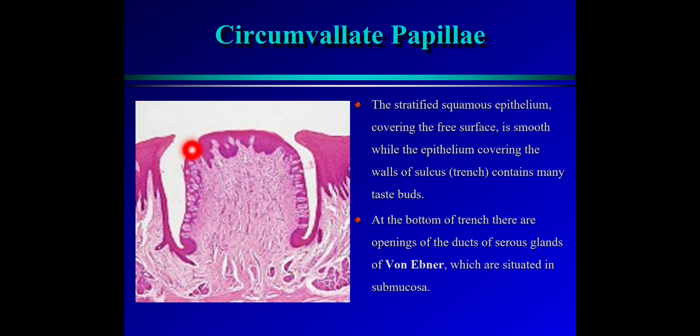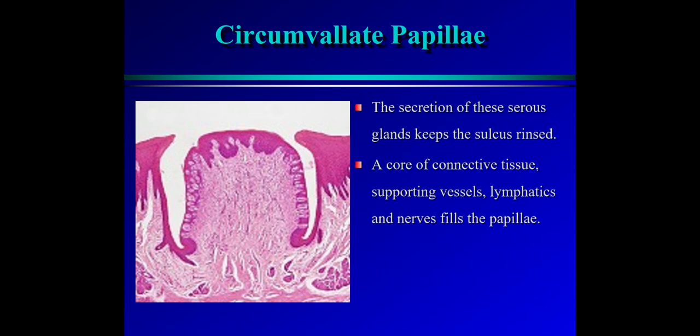Here this is the surface part of the circumvallate papilla. This is the wall. In the wall one can find a number of taste buds within it. The core of the circumvallate papillae is formed by the muscles, then the connective tissue, and in the floor there is the presence of the glands of von Ebner. The secretion of these glands keeps the sulcus rinsed. A core of connective tissue supporting the vessels, lymphatics and nerves fills the papillae.